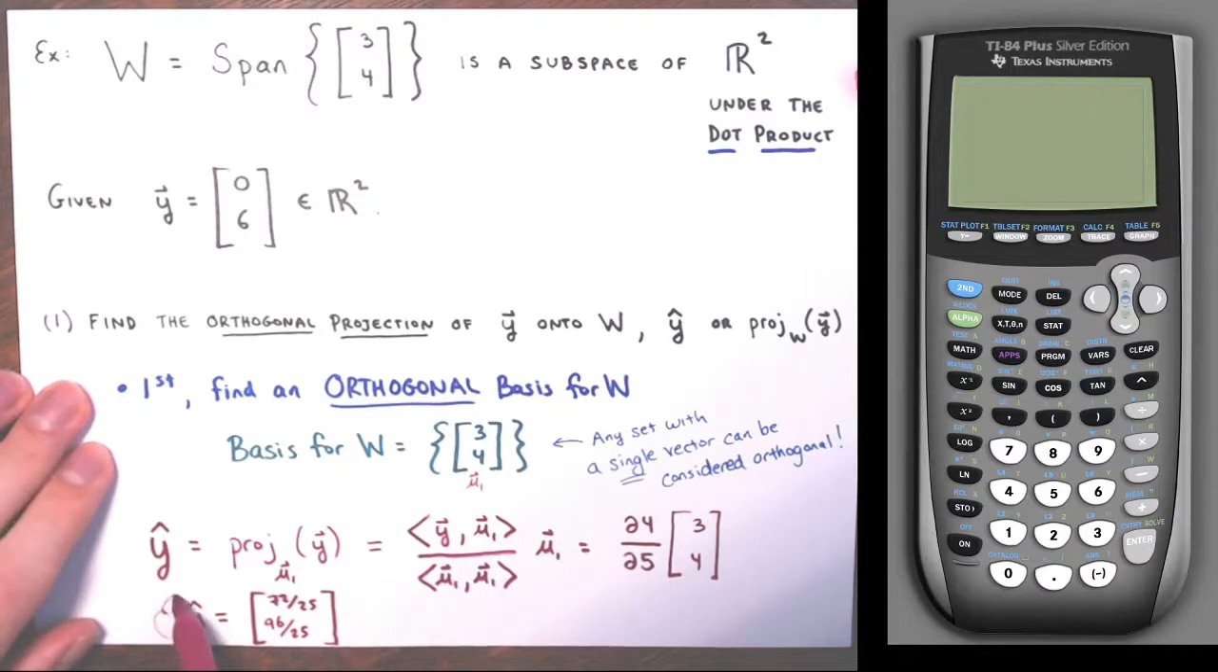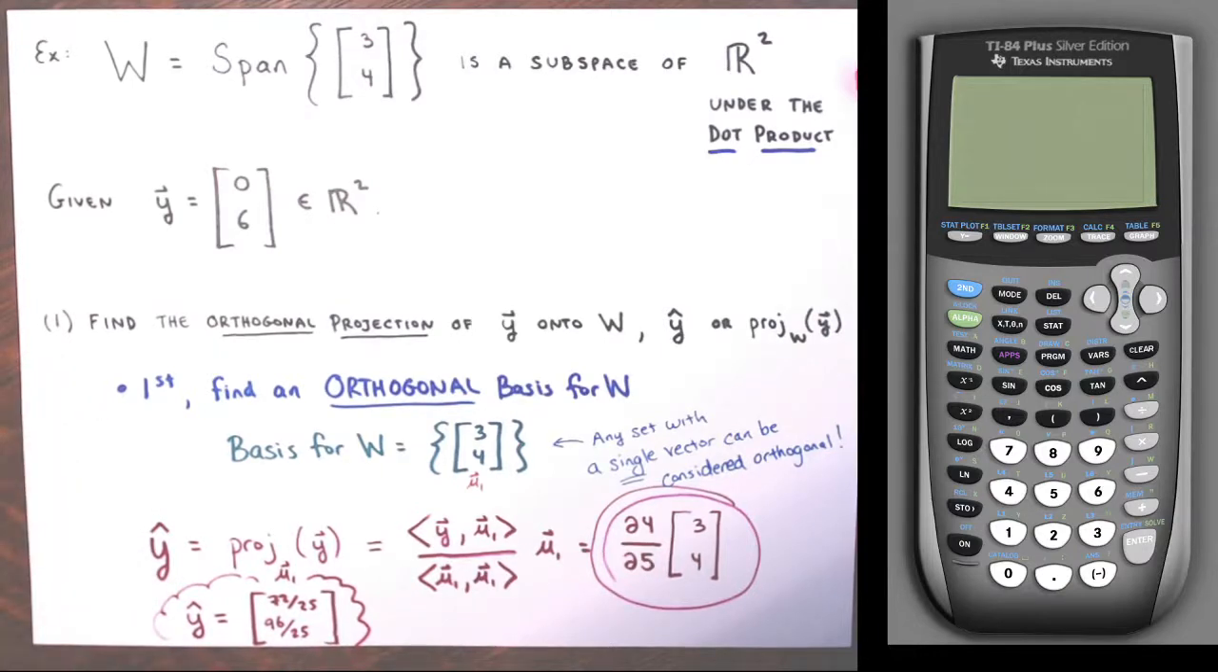Now I could have just circled this as well. This is totally fine: 24/25 times the vector 3, 4. But here it is also when I put the scalar in. Alright.